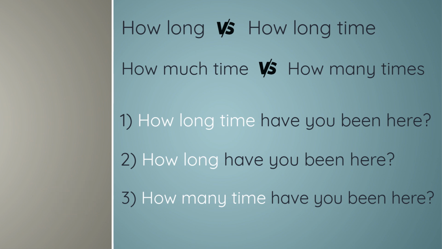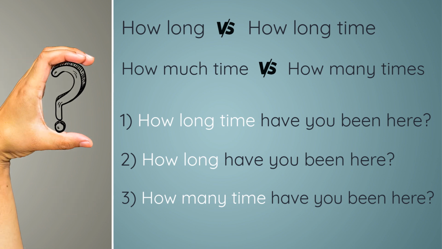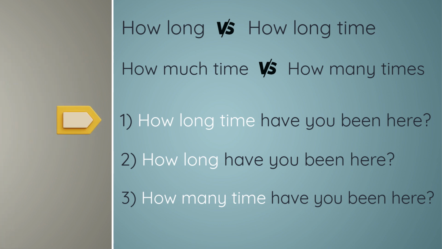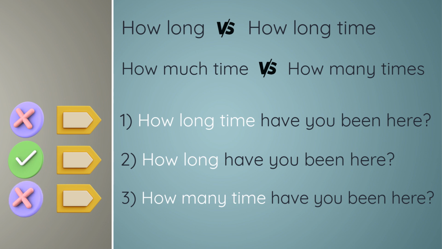So one of these is correct. Which one do you think is right? If you said, how long time have you been here? That's incorrect. This one, it's wrong. Number two, how long have you been here? If you said this one, you are correct. This is right. What about the last one? How many times have you been here? This one is also wrong, but we can make it right if we add an S.